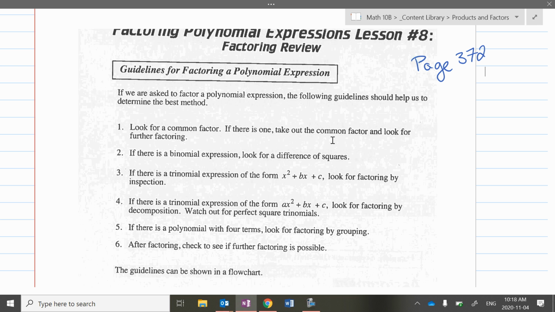Fabulous. Are we all actually on page 372? Are you? Good question. Put your phone away.